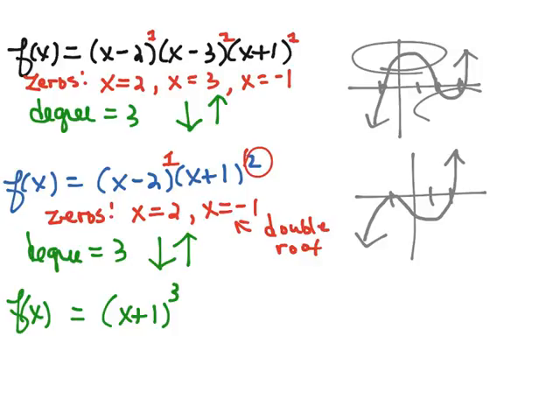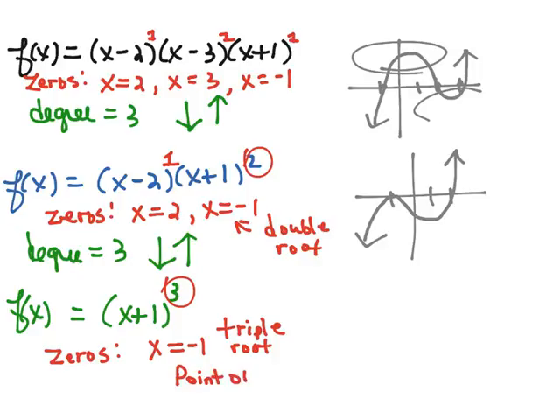On our third example, we have x plus 1 cubed, and so the 0 is just x equals negative 1. But this time our multiplicity is 3. That means we're going to have a triple root. When we have a triple root in calculus, this is called a point of inflection. And that is a place where the concavity of the graph is going to change.